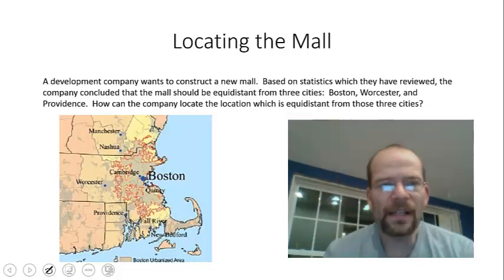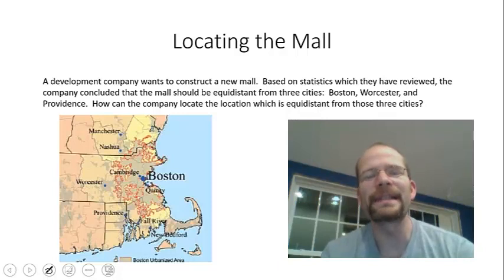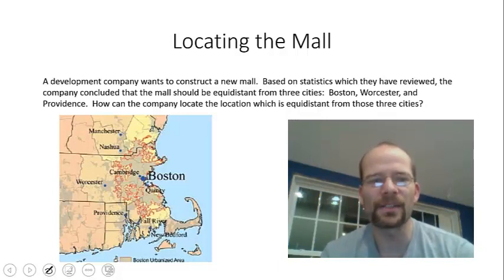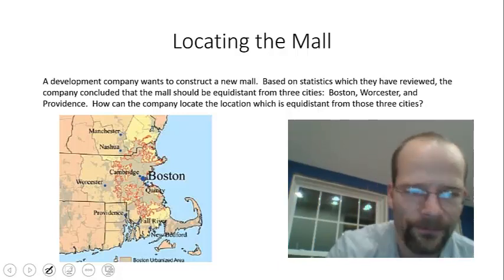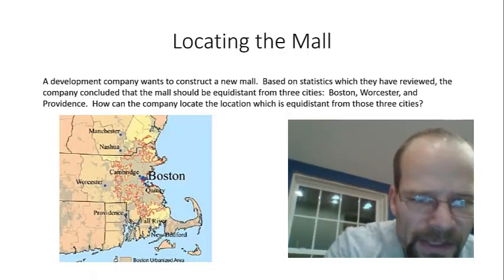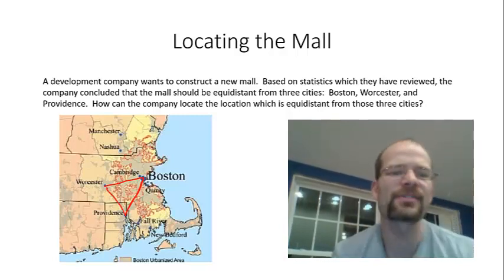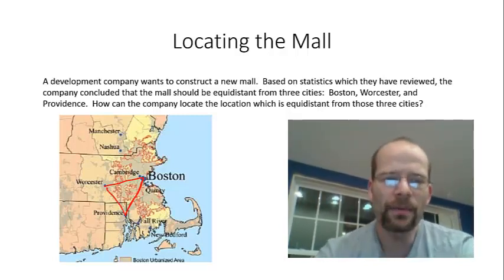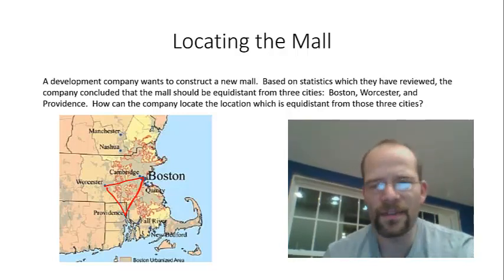Here's a problem. It says a development company wants to construct a new mall. Based on statistics which they've reviewed, the company concluded that the mall should be equidistant from 3 cities, Boston, Worcester, and Providence. How can the company find the location which is equidistant from those 3 cities? Well, in order to solve the problem, let's identify the triangle that has vertices at Worcester, Boston, and Providence. That's the triangle we're interested in.